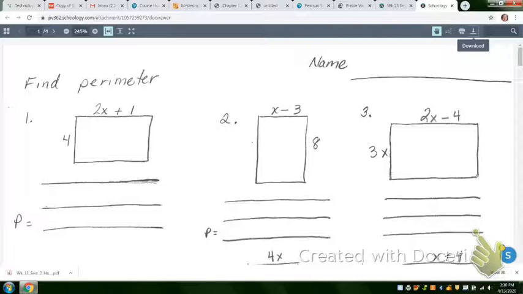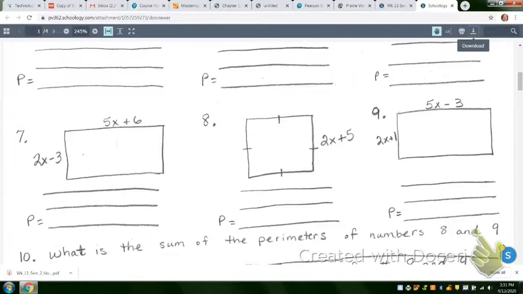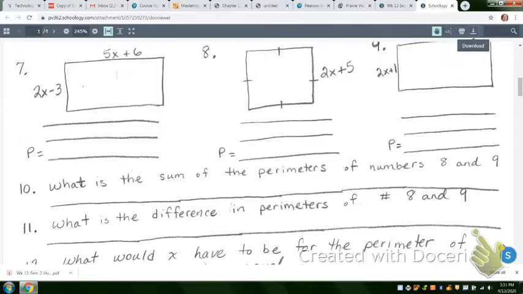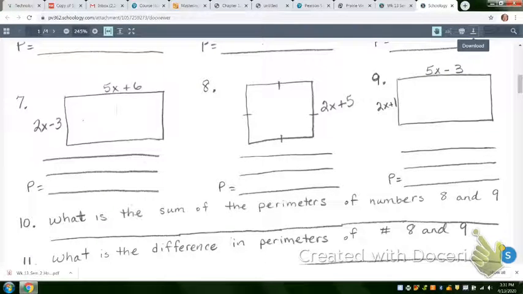The other 2 lines are just space to work that problem out, whichever way makes the most sense to you. So let's do number 8 and 9 together. Scroll down to 8 and 9, and I'm asking you to find the perimeter. Problem number 8 is a square. Every side is the same length. So how could you work that out?